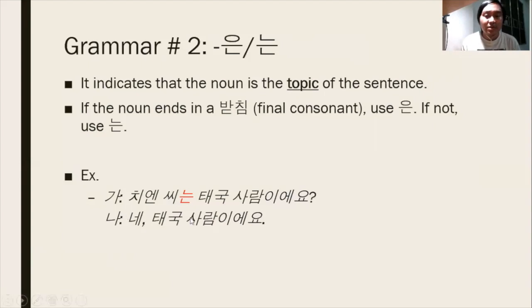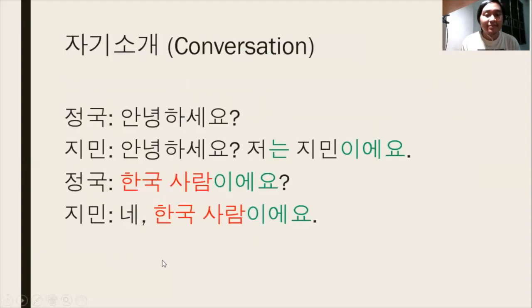Oh, and when we use 는 at the start of a conversation, we don't have to repeat the subject anymore in the next sentence. That's why the one who said 네, 태국 사람이에요 doesn't mention the name 치엔 씨 anymore. So can you understand this entire conversation already? Let's read it one more time. 안녕하세요. 안녕하세요. 저는 지민이에요. 한국 사람이에요? 네, 한국 사람이에요.